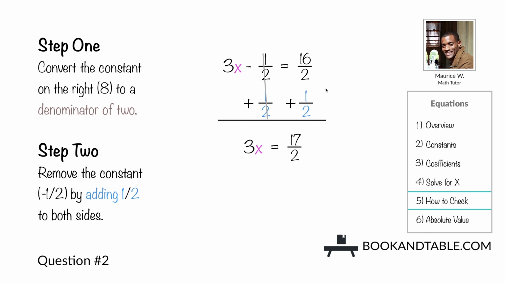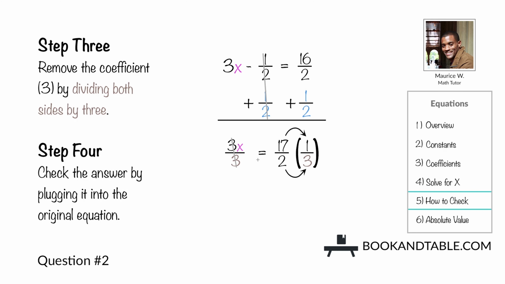So step 2, remove the constant negative 1/2 by adding 1/2 to both sides. That leaves us with 3x on the left side. 16 over 2 plus 1 over 2 would give us 17 over 2. 16 plus 1, denominator stays the same.